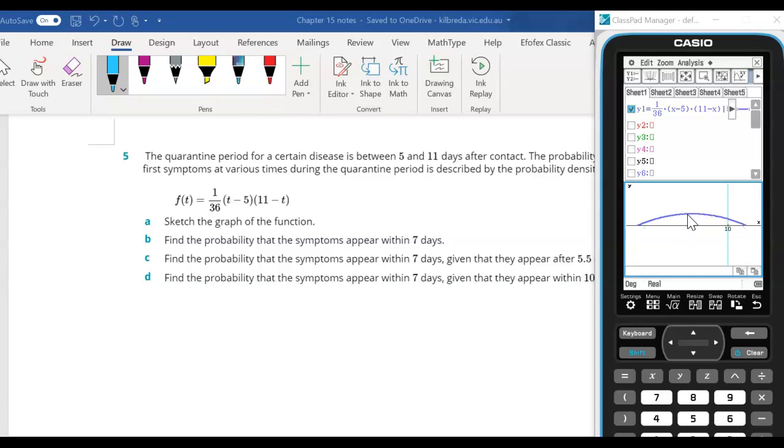If you want to know the turning point, it's just halfway between 5 and 11. So add them together, divide by 2. So 5 plus 11 is 16, so your turning point is at x equals 8. But you could also just go to, let me just find it on here, the maximum. All right, and it's found it for us. So x equals 8 and y equals 1/4. So when you're sketching it, you really do need to put those two x-intercepts and the turning point. All right, find the probability that the symptoms appear within 7 days.